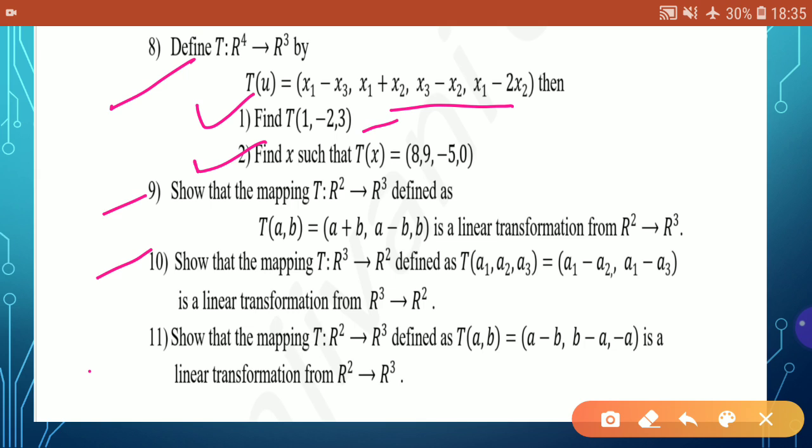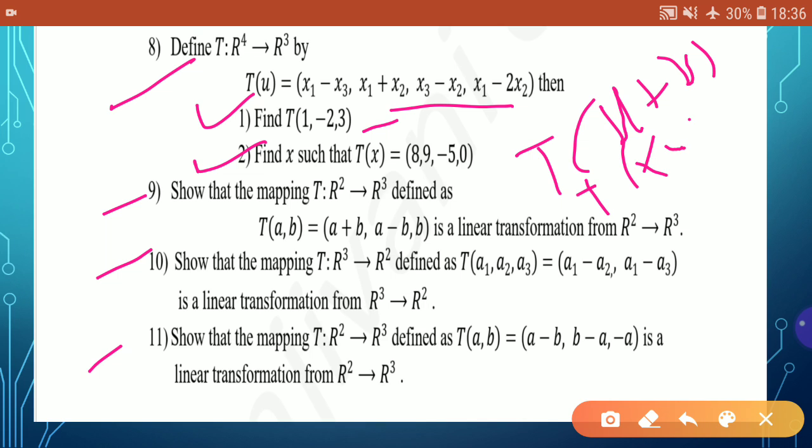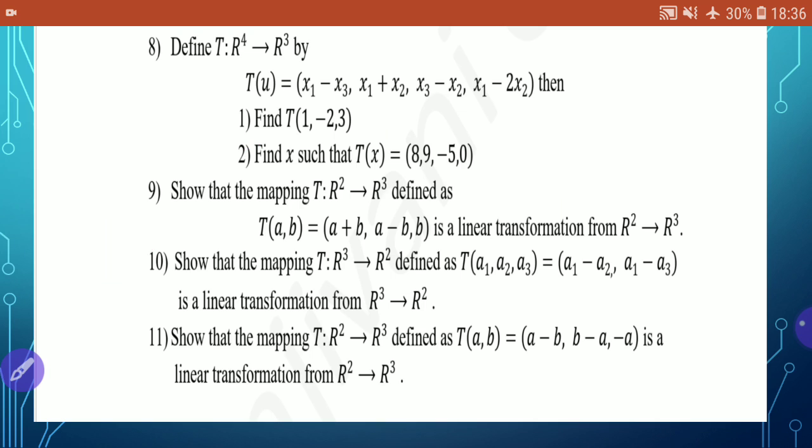In examples 9, 10, 11, you need to show that the maps are linear transformations, so you need to verify the definition. In the solved example, I have combined both conditions of the definition. You can verify them separately: T of u plus v separately, and T of alpha times u separately. Even if you verify them together, that T of (alpha times u plus beta times v) equals alpha times T of u plus beta times T of v, it is still okay, no problem. Or you can verify these two conditions separately. Just try to complete these examples on your own.